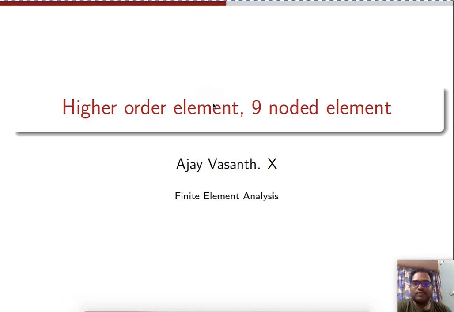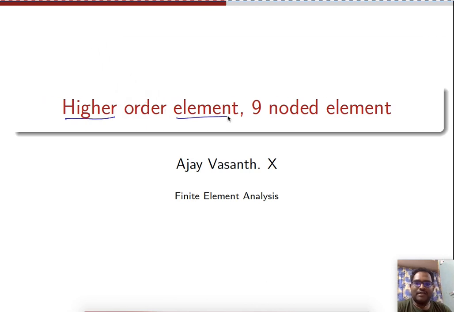Hello all. So in this particular video, we try to find out the shape function for a higher order element, and what we are looking into is a 9-noded element. So we'll start with the definition of what this particular terminology, a higher order element, means.